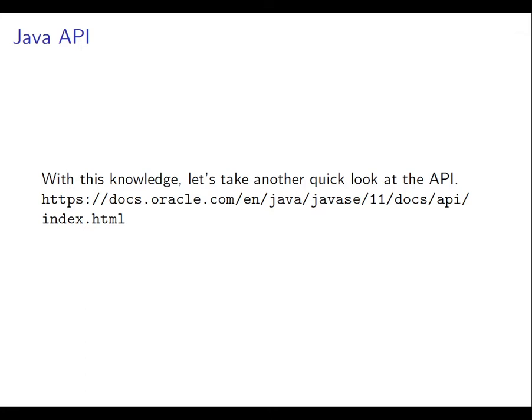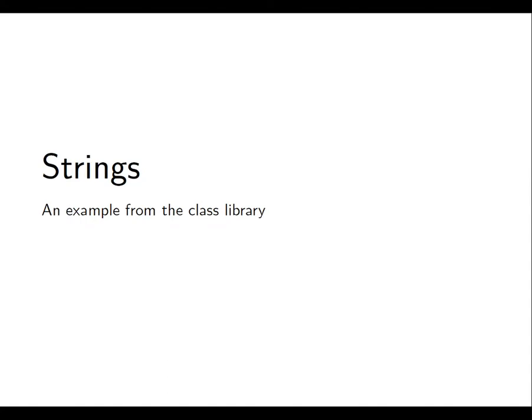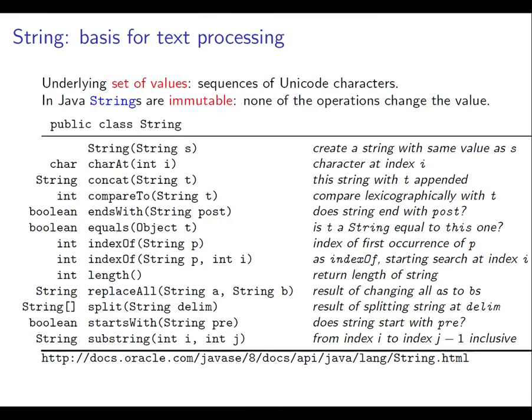So now let's have another quick look at the API, and we could visit that URL if we wanted to. But for now, all I'm going to do is show you a short example of strings from the class library, because it's quite useful to say a little bit more about strings. We've been using them without saying very much about them at the moment. This particular extract from the string API comes from Java 8, but I don't think it's changed very much since then. It's just an old slide.